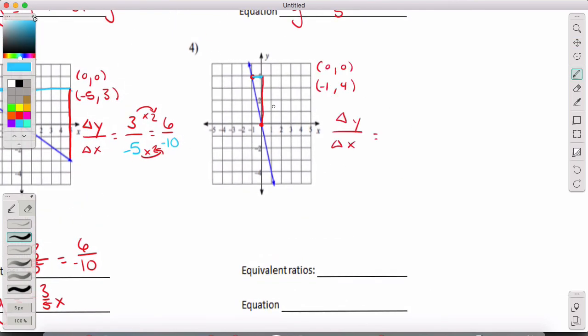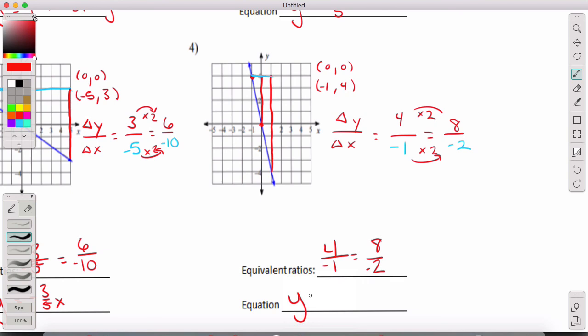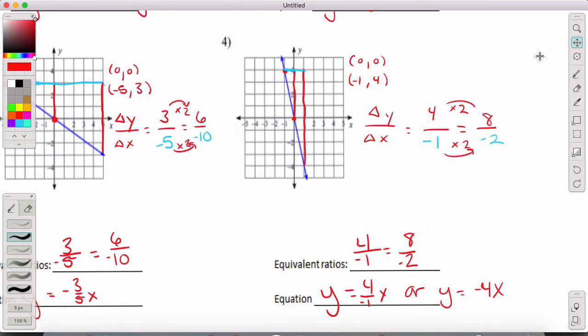All right, number 4. Our change in y is 4, and our change in x is negative 1. Proportional relationship, we're just going to multiply by 2. Okay. And on the top we end up with an 8, and on the bottom we end up with a negative 2. Our equivalent ratio here is 4 over negative 1 equals 8 over negative 2. Okay. And our equation ends up being y equals 4 over negative 1x. Or, if you want to get real fancy, you can do y equals negative 4x.